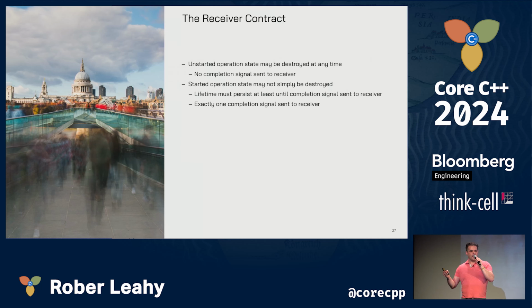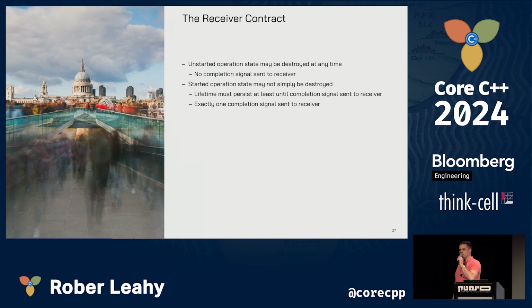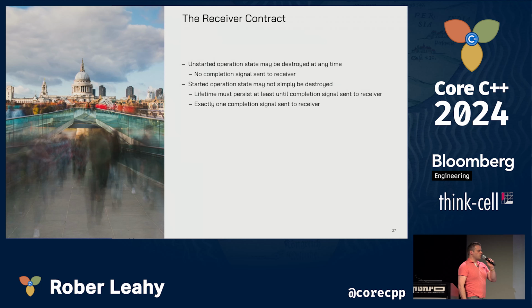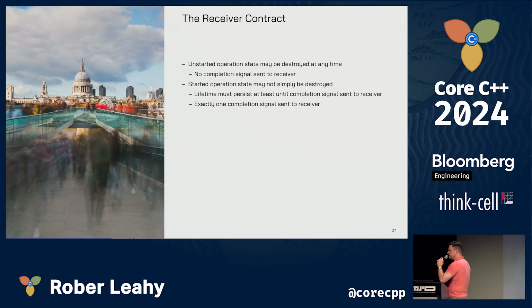This might sound terrifying, but as we're going to iteratively see over the next 2 hours, this is actually easy when we use the senders and receivers ecosystem. In exchange for upholding this side of the bargain, you receive a guarantee from the ecosystem that your receiver will receive exactly one completion signal. Start will not throw any exceptions. You will not receive 2 completion signals. You will receive exactly one completion signal in the same way that regular synchronous functions return control to you exactly one time.